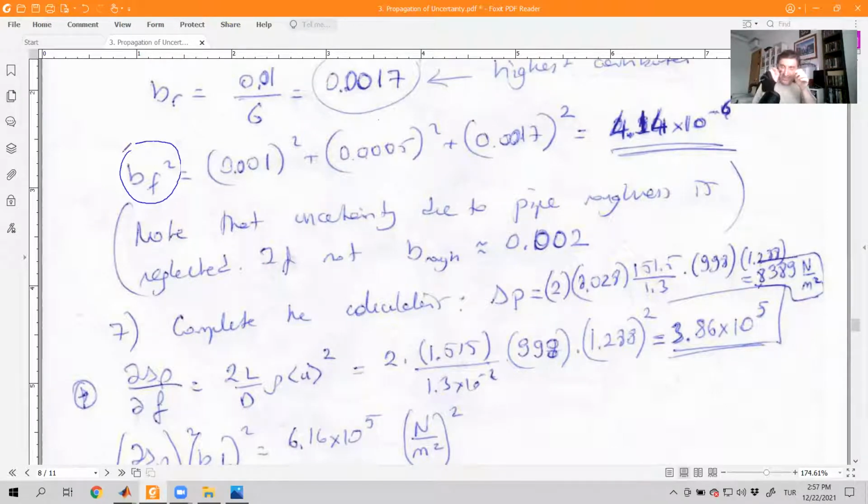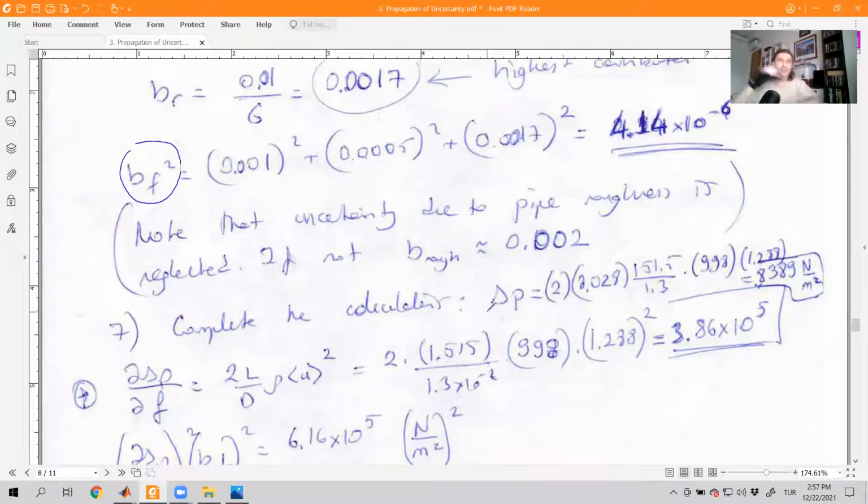How much can velocity change? Irrespective of that change, just interpolate and see how much fanning friction factor, or that variable on y, would have changed. But here the fanning friction factor is dependent on another variable, which is Reynolds number, and Reynolds number is dependent on U and diameter.